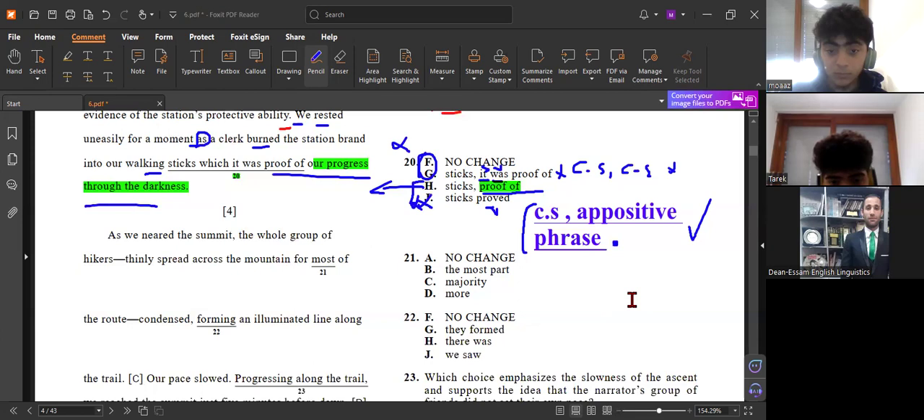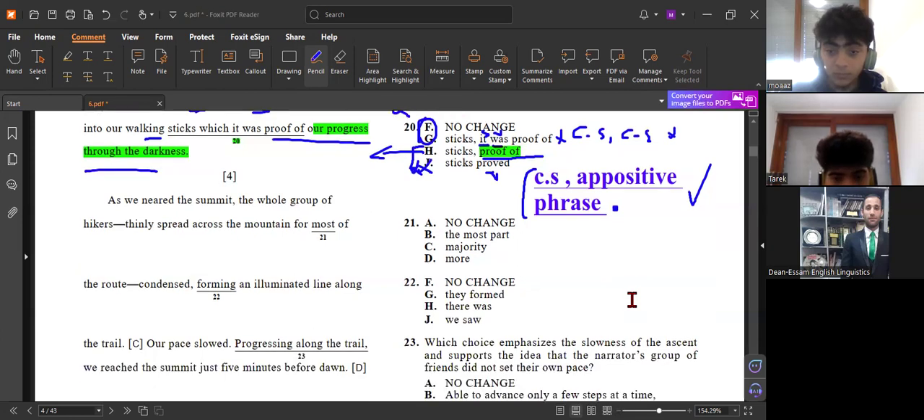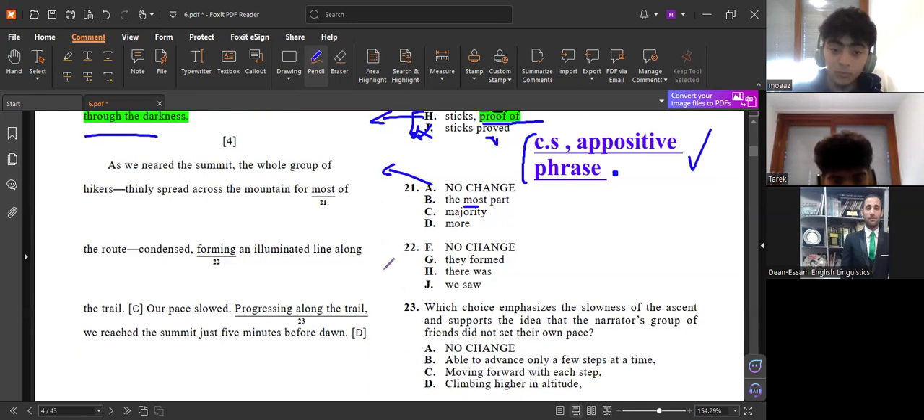Number 21, I put C, majority. So 21, it's letter C, majority. No, I don't think so, because the majority here means just a big number of something, or for most of the route. For the most. Right. Do we have any comparison? The most part? No. We have majority of something? No. For more, where is the comparison? Even for most of the route. Right.